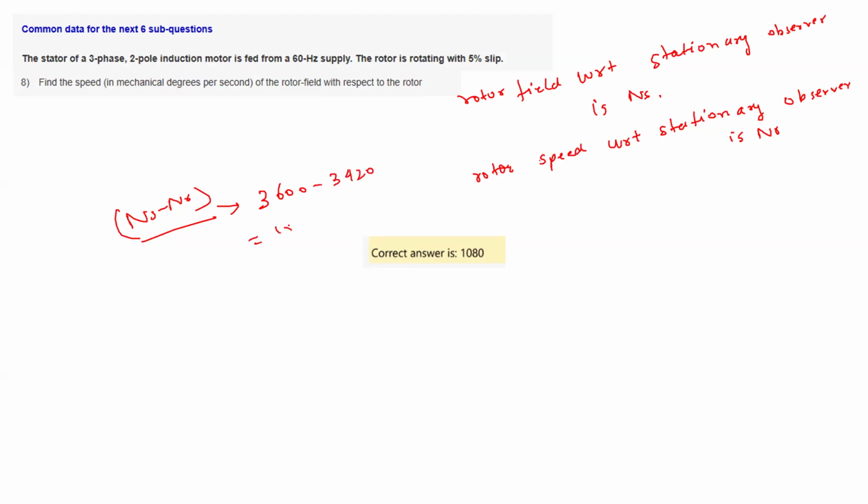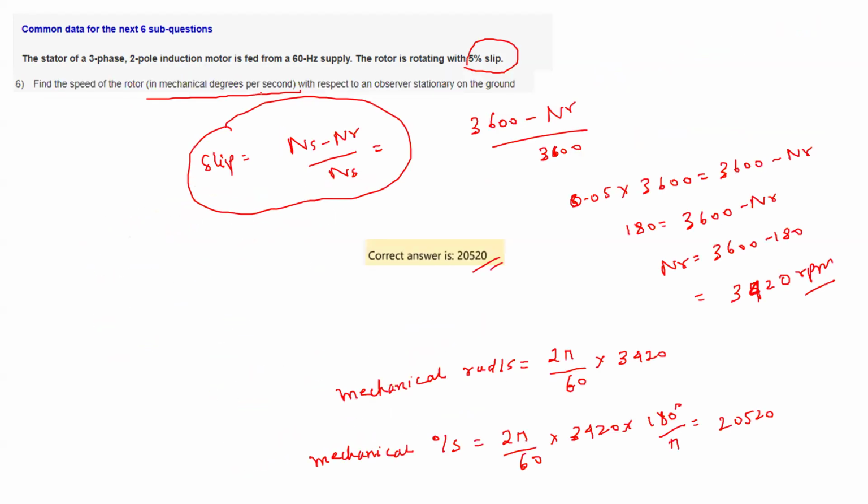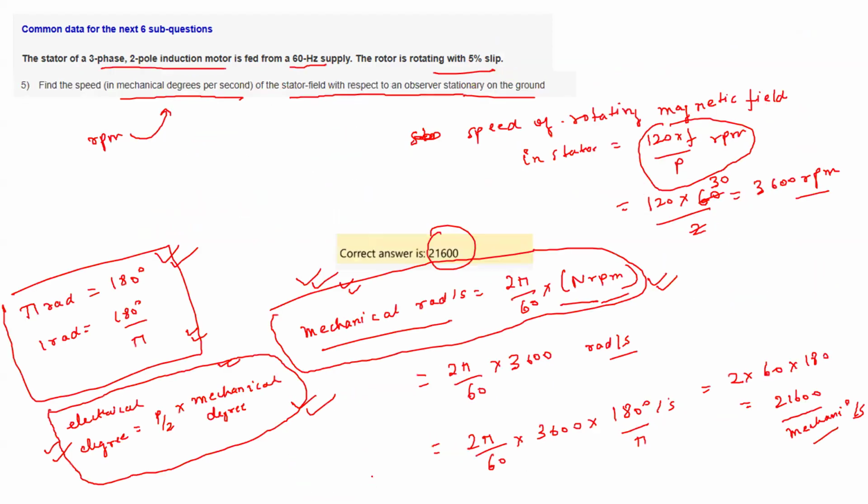Okay, this is 180. This 180 is in RPM. You can convert it to mechanical degrees per second as per our discussion here. I have discussed this two times, so I hope you understood this. You just have to remember this: 2 pi by 60 times N RPM will give you mechanical radian per second. And then from mechanical radian per second, you can go to mechanical degree or electrical degree by using these conversions.